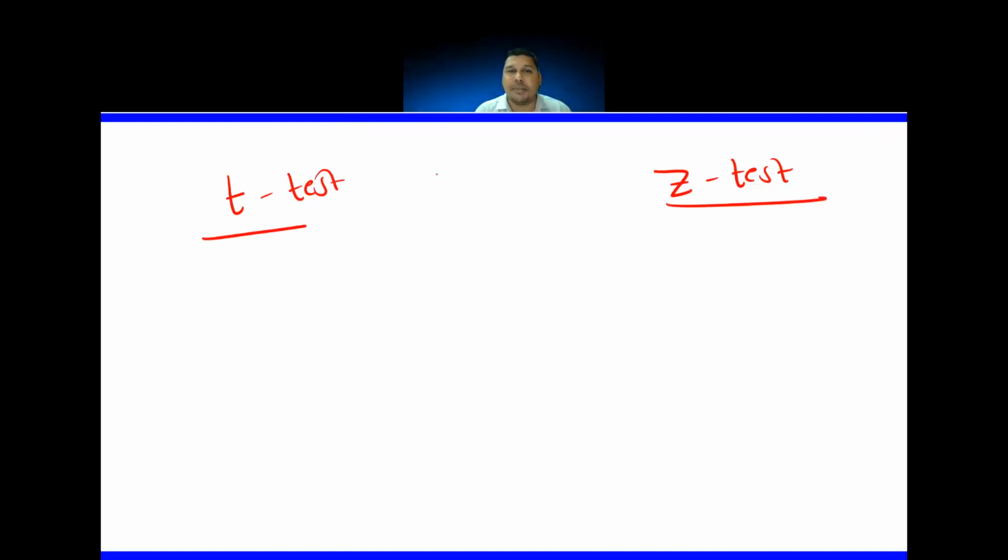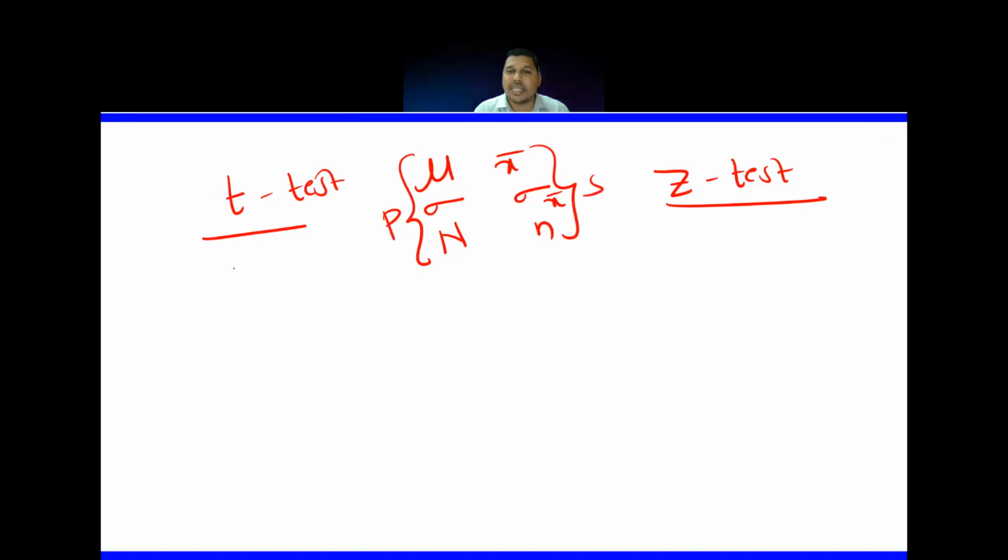You know the different parameters of population and sample. Mu, X bar: this is about population, this is about sample. Here it is standard deviation, here it is of sample. Here it is capital N, here it is small n. Okay, so these belong to population and these belong to sample.